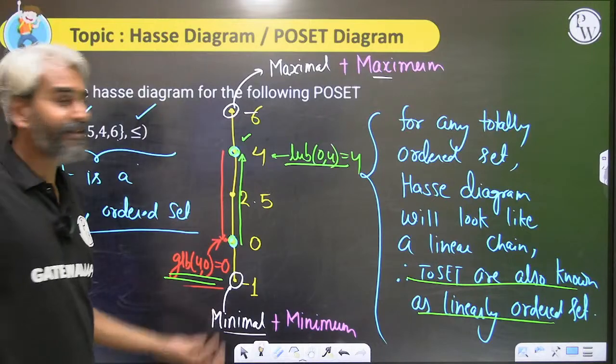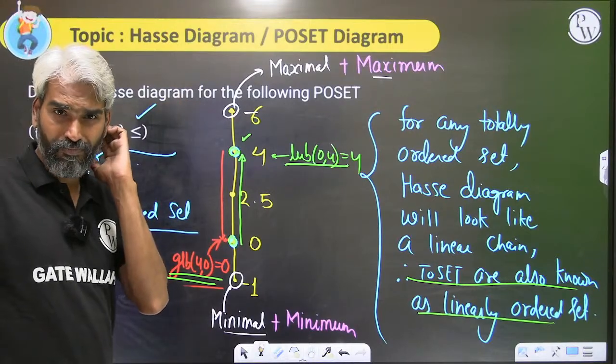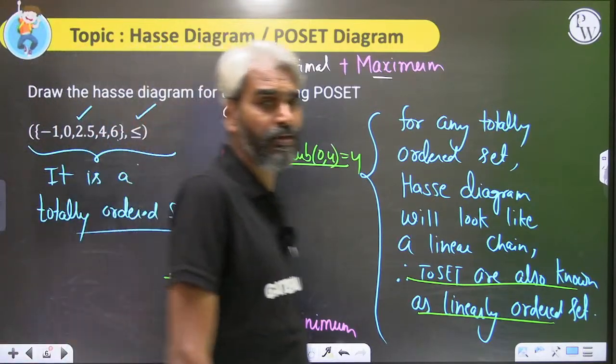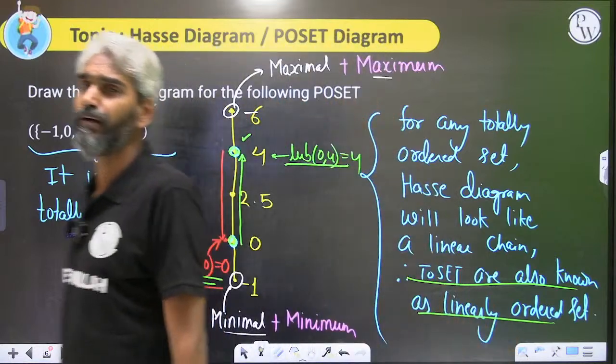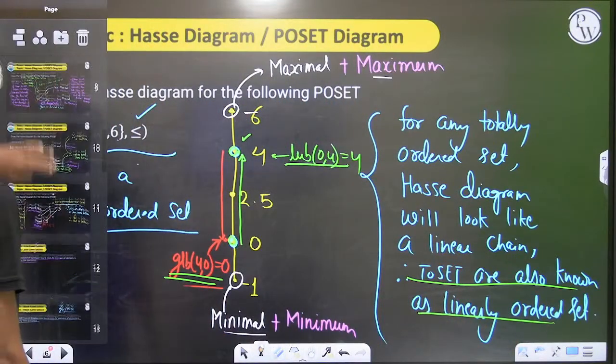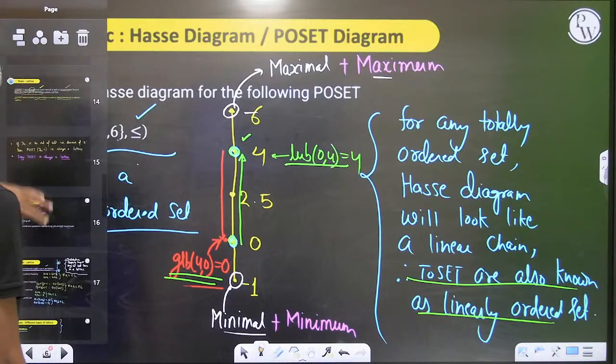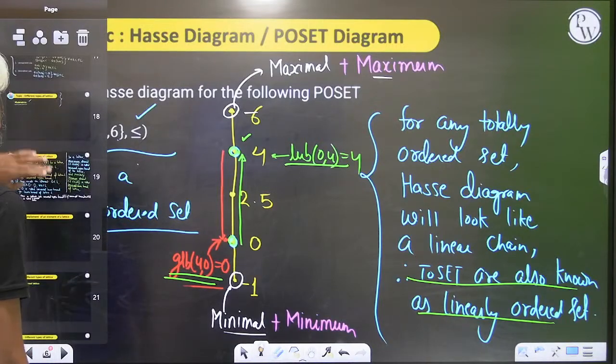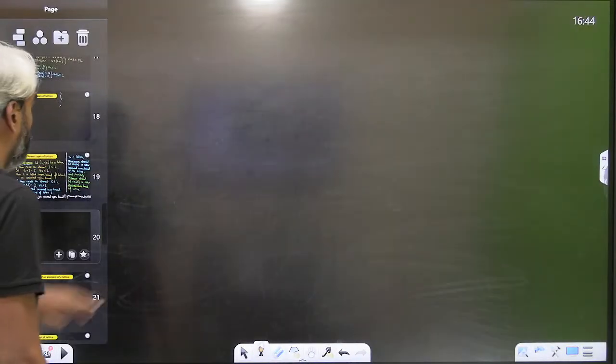So you may say that, sir, in every lattice there will be a minimum element and maximum element. So it's not necessary. Not necessary that all the lattices are bounded lattices. Just note down. Note.